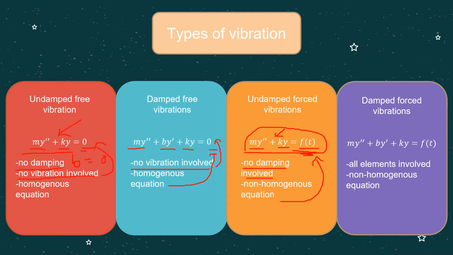The last one is damped forced vibration. The equation will be my'' plus by' plus ky equal to f(t). From the equation here, we know that all elements are involved, and the equation will be a non-homogeneous equation since it is equal to something or a function. So from me, thank you.